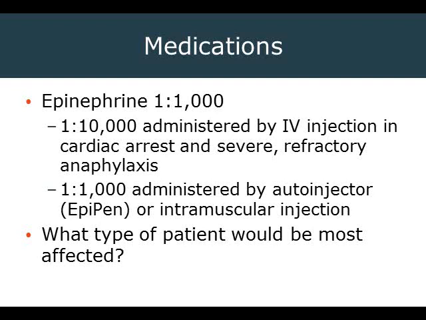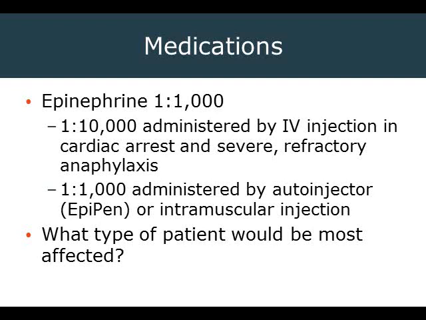Advanced EMTs generally give the 1 to 1,000 either through an auto-injector, like an EpiPen, or giving it sub-Q or IM via needle and syringe injection. It's a naturally occurring hormone. It's one of your catecholamines in your body, secreted by your adrenal glands in response to a sympathetic nervous stimulation.